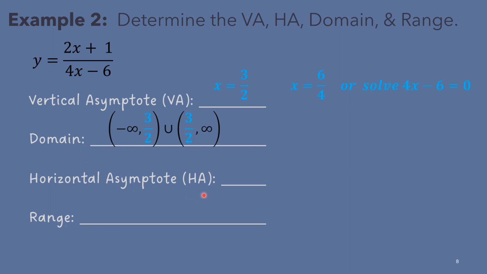Now we're going to determine our horizontal asymptote. Remember, as long as the degrees of the x's are the same, then we're going to divide the leading coefficients, 2 over 4. Y equals 1/2. Remember, 2 over 4 simplifies to 1 over 2. This is the value that splits our range from the bottom to the top. Negative infinity to 1/2, union 1/2 to positive infinity.